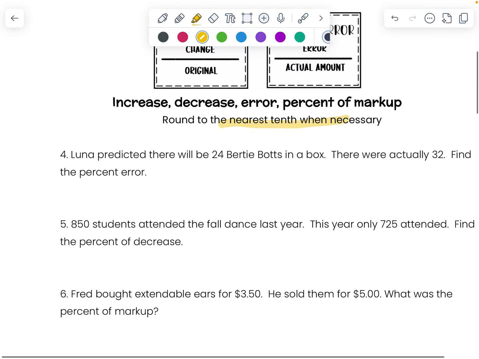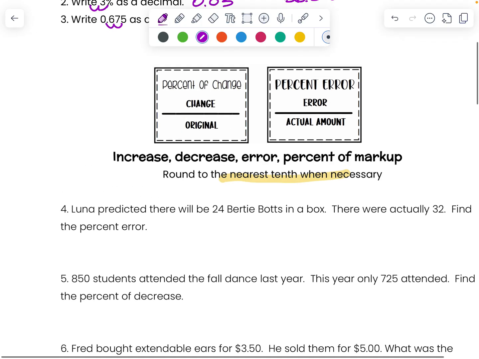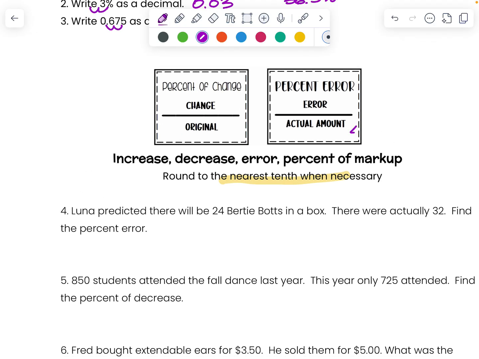Okay, so Luna predicted there will be 24 birdie bots in a box. There were actually 32. Look at this. Isn't this the one where you're guessing, you're a little wrong, and there's an actual amount? That's what we're going to use. I'm going to set it up. I'm going to do error over actual.